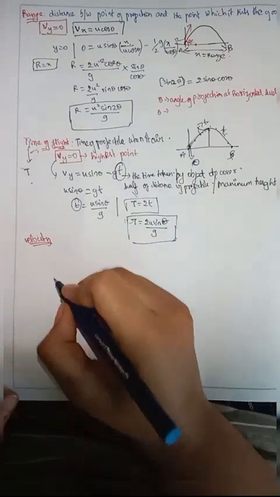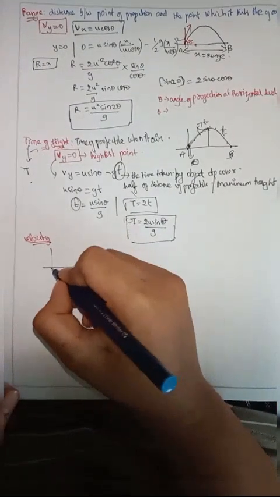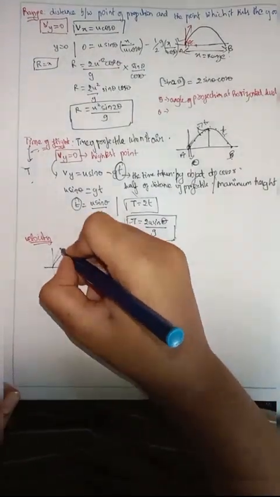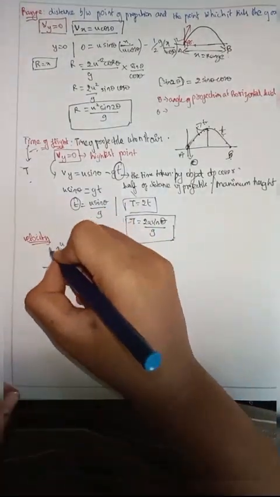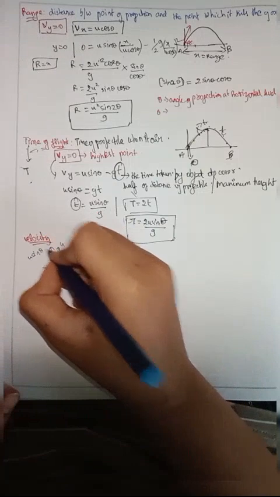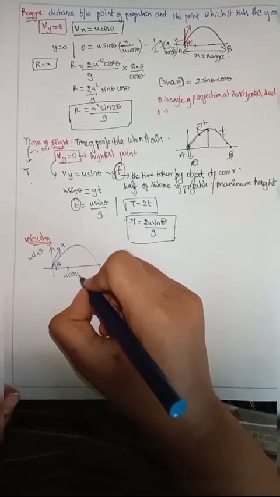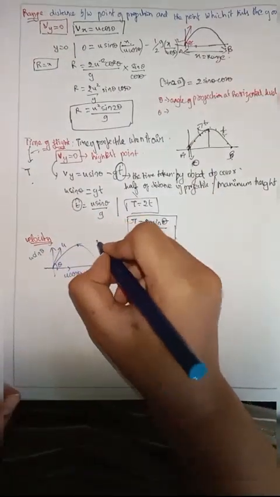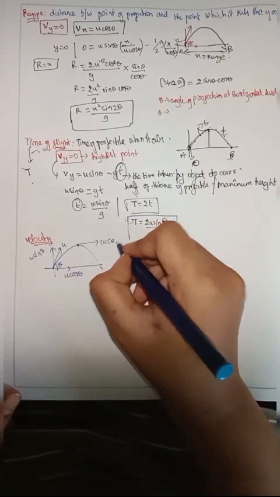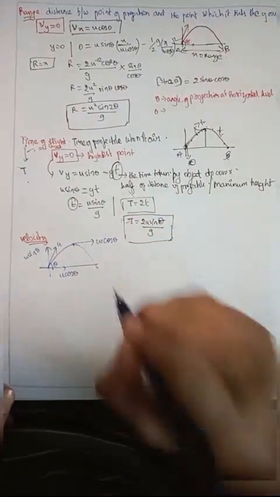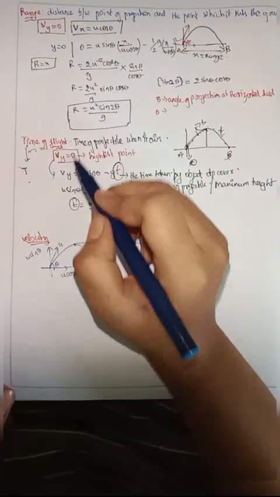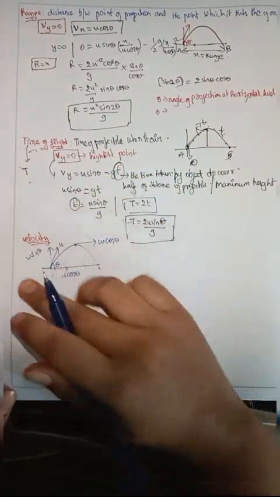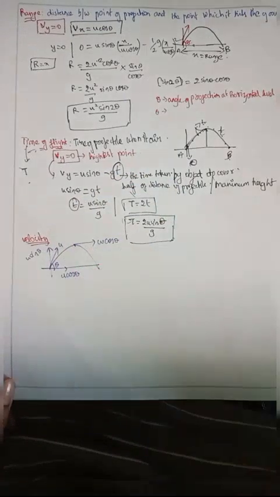As I said before, in a projectile, it is thrown with some velocity u, making an angle theta with the horizontal, and this component is u sin theta, and this component is u cos theta. At the highest point, the horizontal component remains the same, u cos theta, but at the highest point, remember one thing, there is no vertical component. Vertical component is 0 at the highest point.